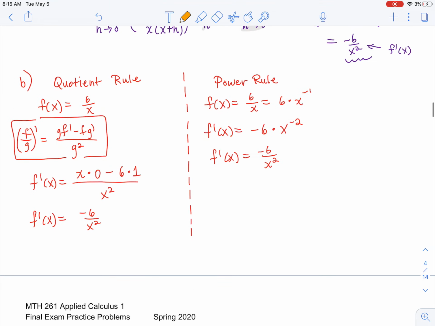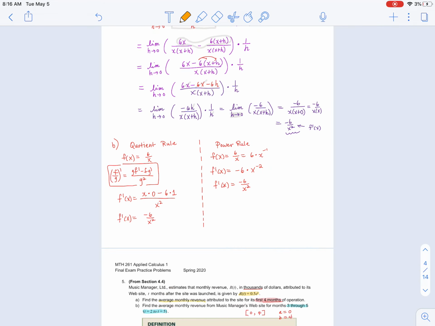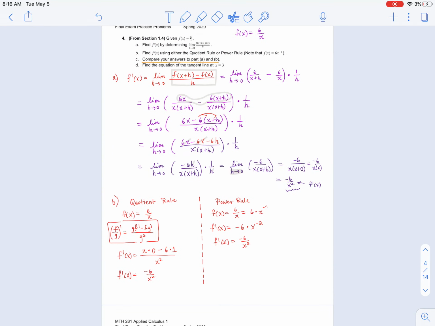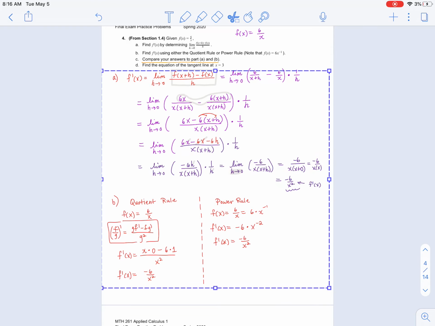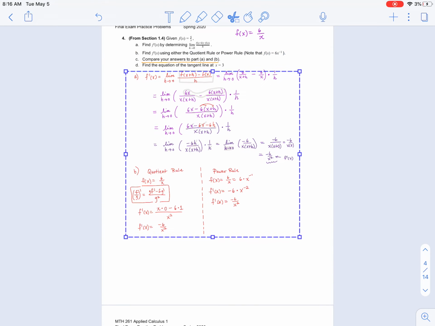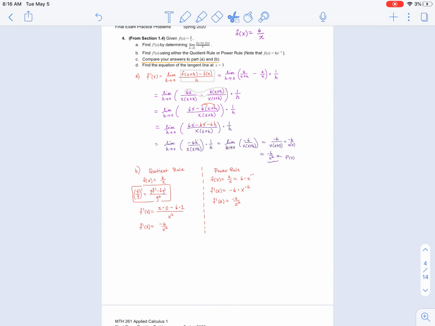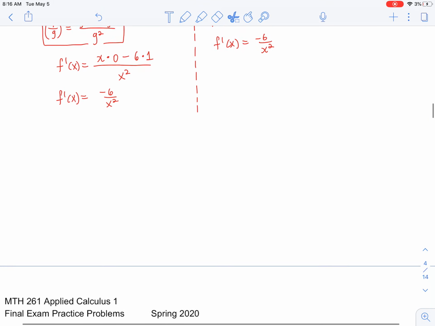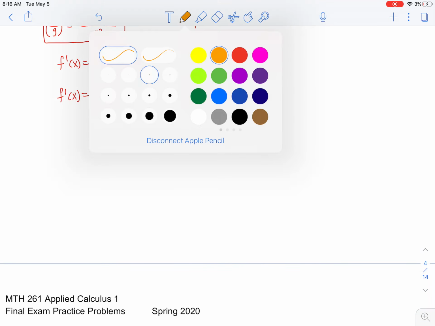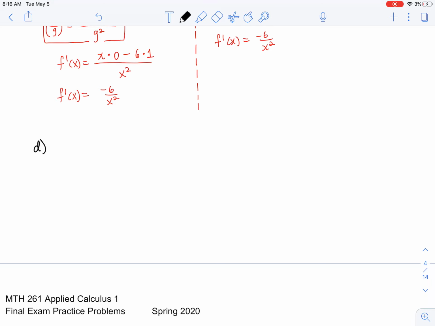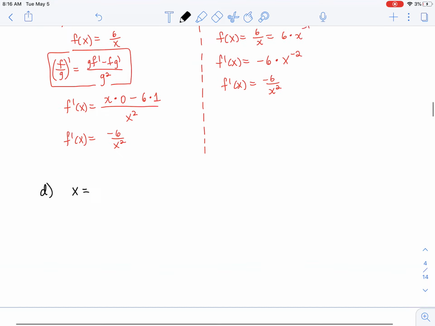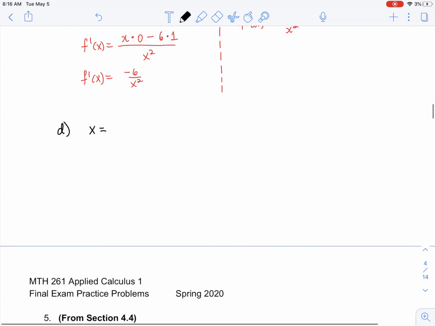All right, let's do D. How can I do it? Maybe if I minimize this work a little bit, I may be able to squeeze that in on the same page. I'll do that. Part D. And I skipped C because they are the same. Now here's part D in a black pen. Equation of the tangent line at x equals what number? I forgot. X equals 3.